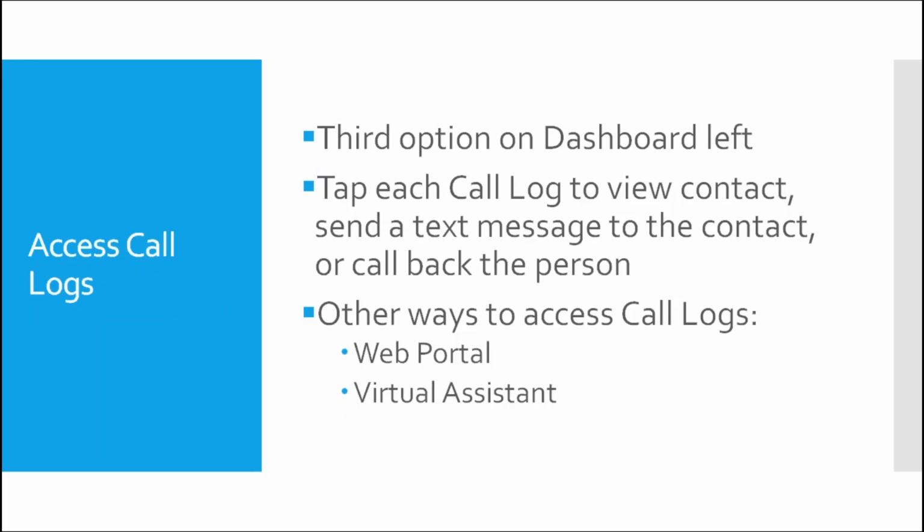Finally, in your dashboard, Call Logs is the third option on the left from the top. You can tap to access all calls you made or received on your smart number. When you tap on a specific call log, you have the option to check details of the contact if they are in your voice directory. You can send a text message to the contact, or you can call them back. Call logs can also be accessed on your web portal and through your virtual assistant using voice commands.